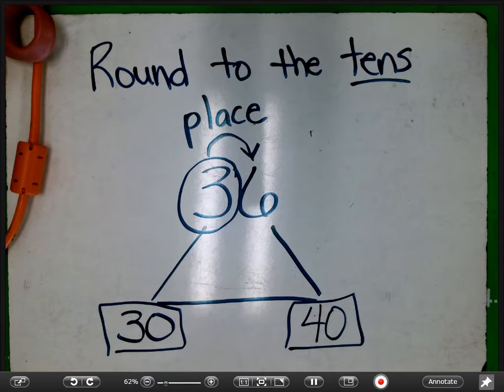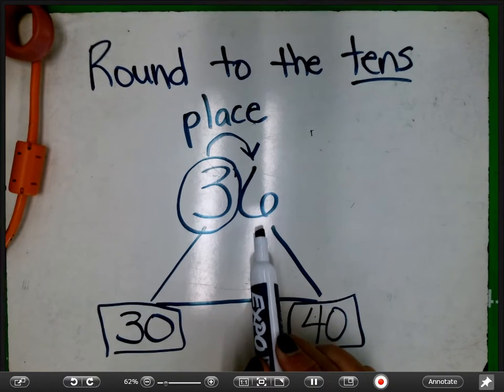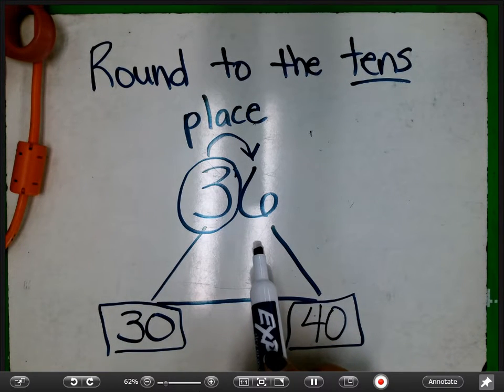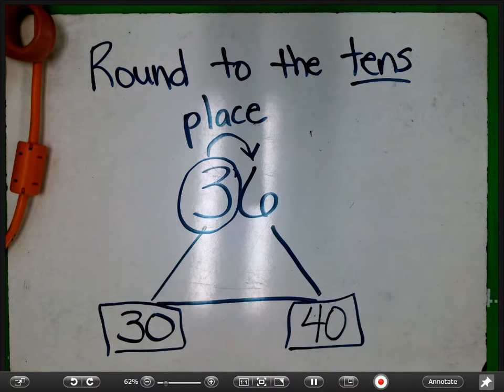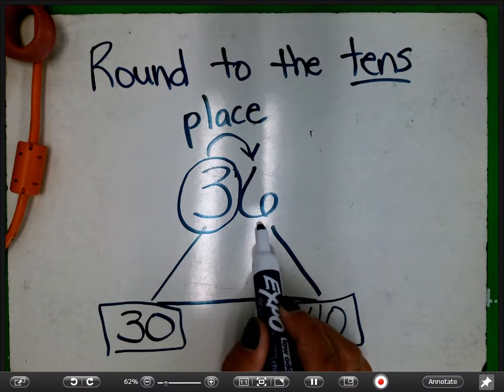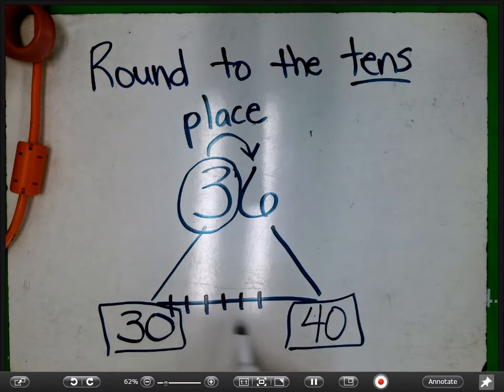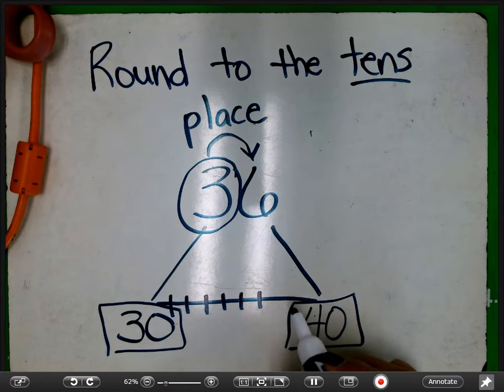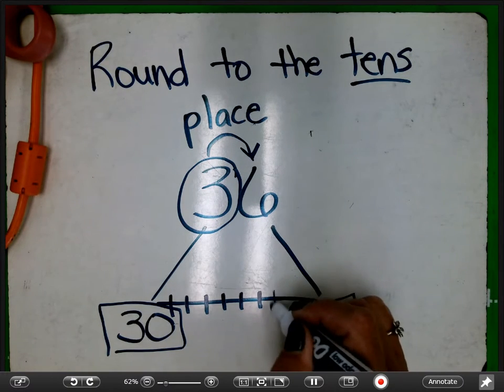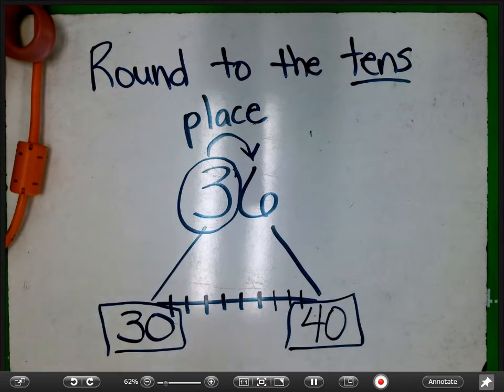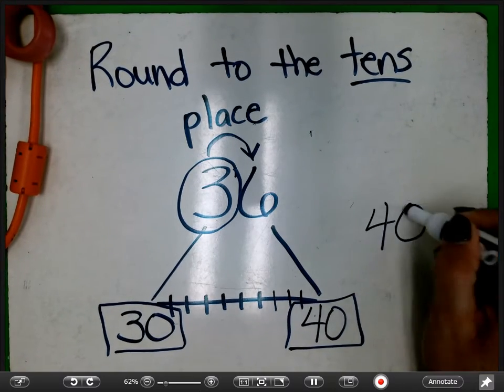Or let me ask you a question. How many jumps away from 40 is 6? How many more do you need to get up to 10? 6 plus what equals 10? 4. That means 36 is 6 jumps away from 30. 36, 31, 32, 33, 34, 35, 36. 6 jumps away from 30. But it's only how many jumps to 40? 4. 1, 2, 3, 4. It's closer to 40. So 36 rounds to 40.